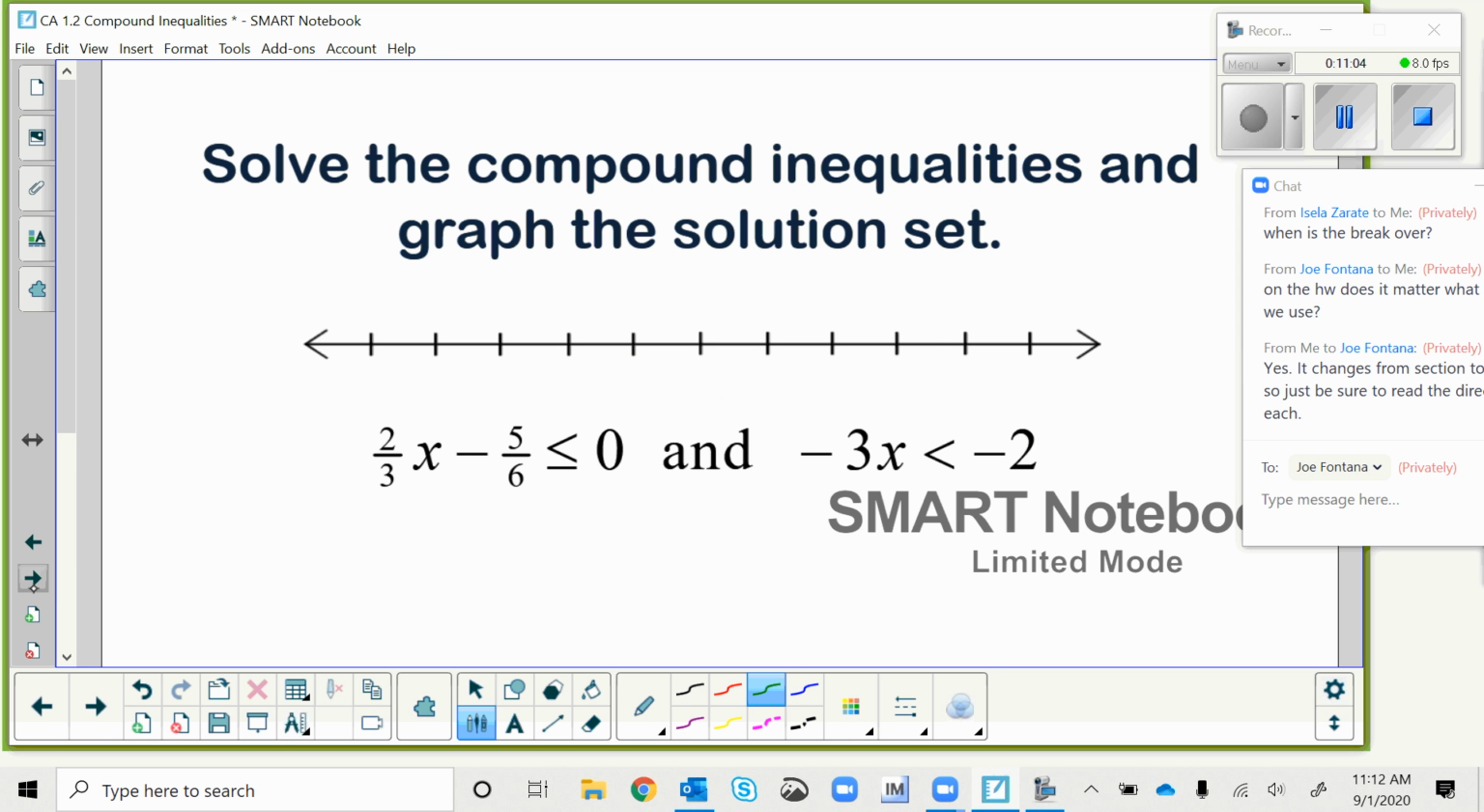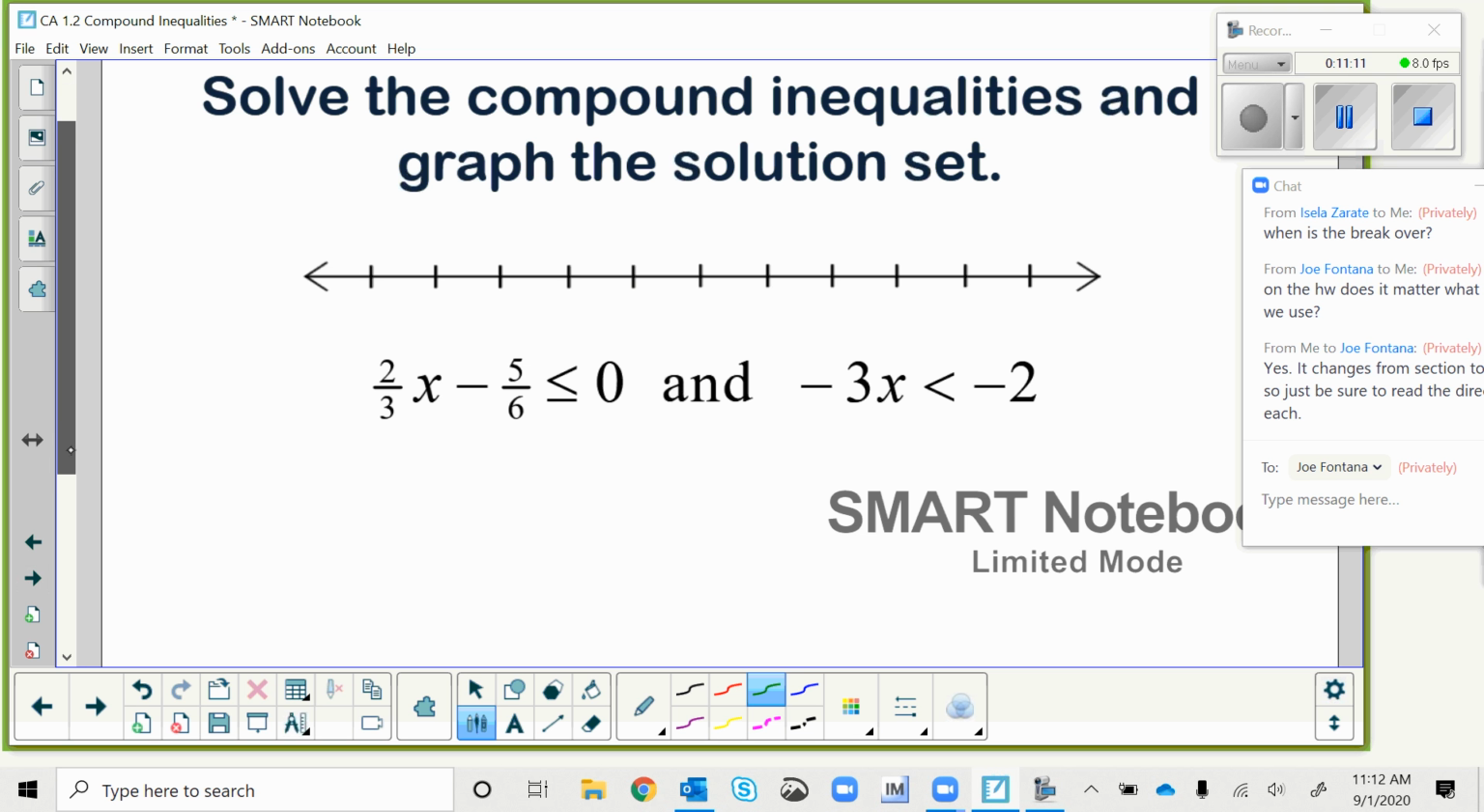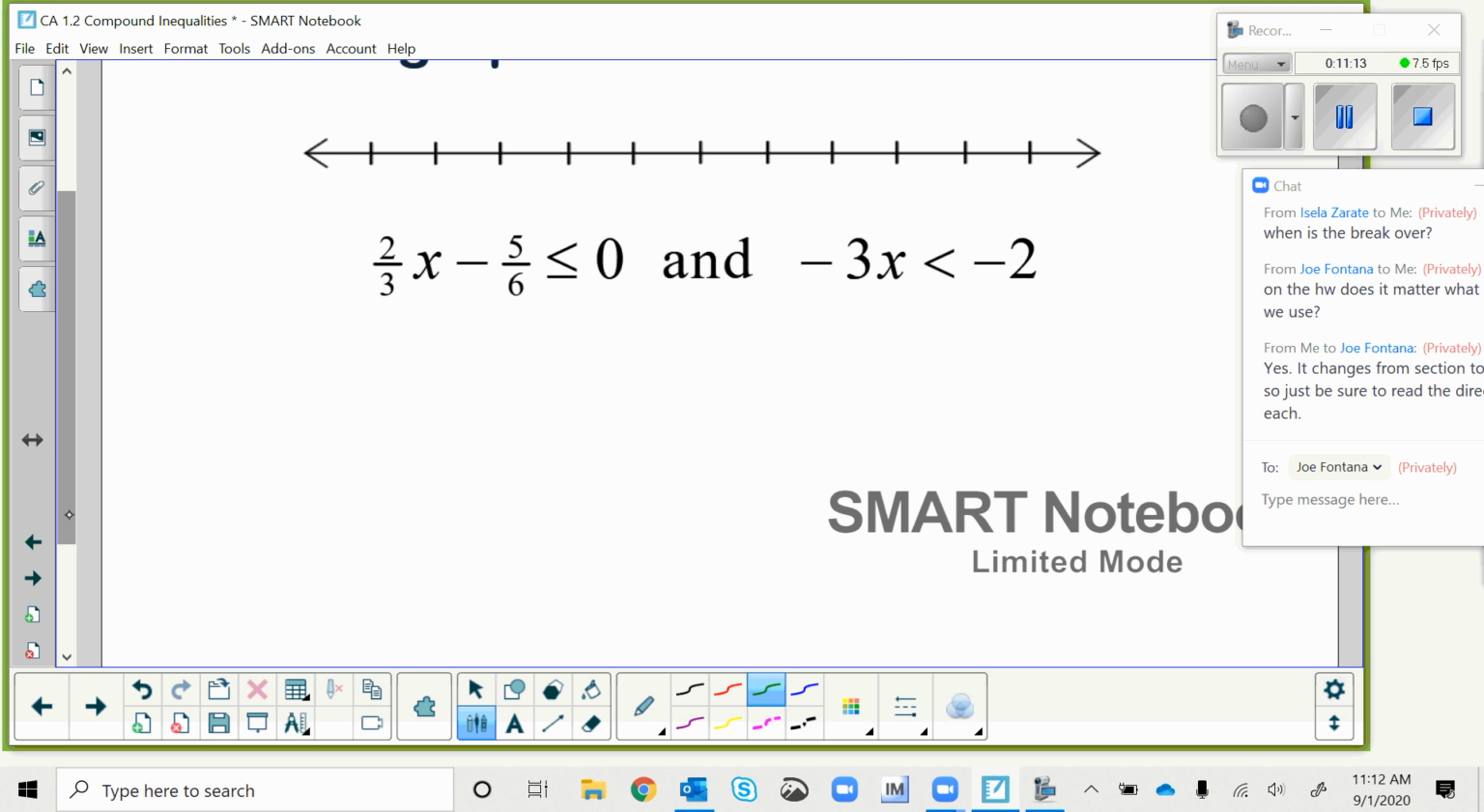So here we have two inequalities joined with an and. The right one's faster to solve, so I'm going to start there. You divide both sides by -3. So on the left, I have x. On the right, I have +2/3. But remember, because I divided by a negative, that symbol flips. So I now have x is greater than 2/3.